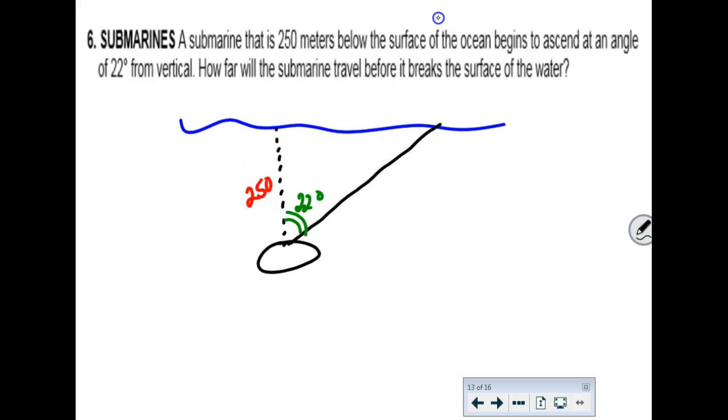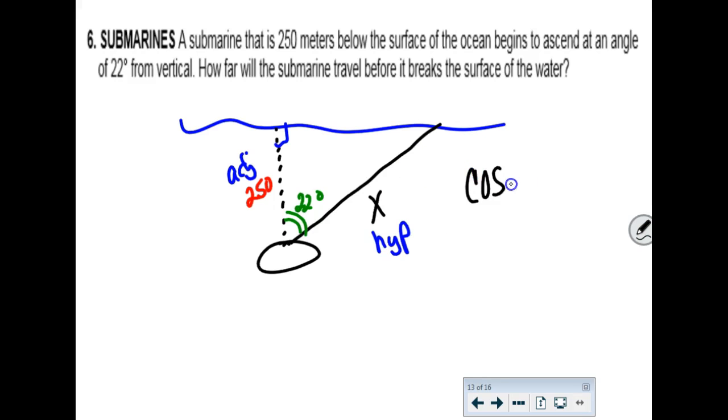All right, so how far will the submarine travel before it breaks the surface? So they want to know the distance that the sub traveled. They want to know this guy here. So if I look at my triangle, which is very poorly drawn, I have the hypotenuse and I have the adjacent leg. So which trig function should we be using here?